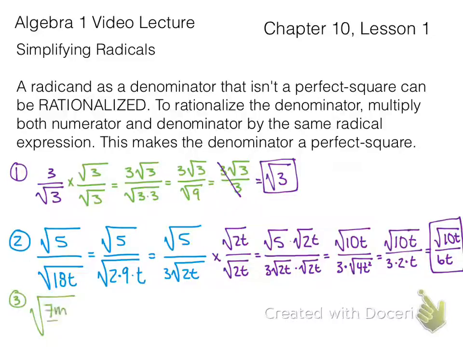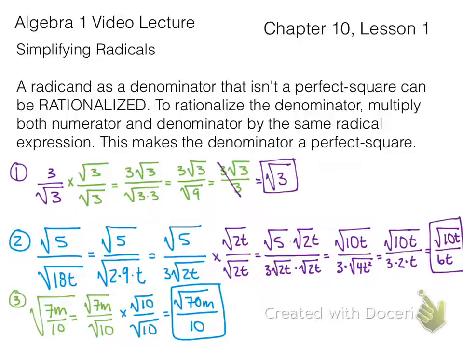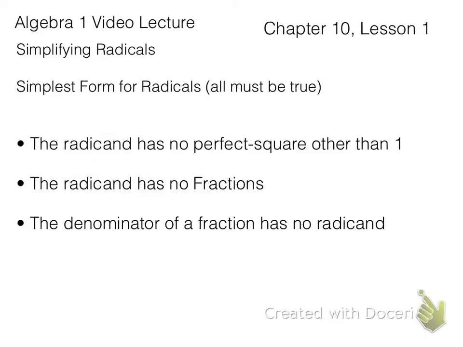So make sure you take care of that. All right, I believe I have one more problem and one more slide. So the square root of 7m over 10 is that, and really there's not much we can do with this, and it's just that. Okay, so simplest form for radicals.